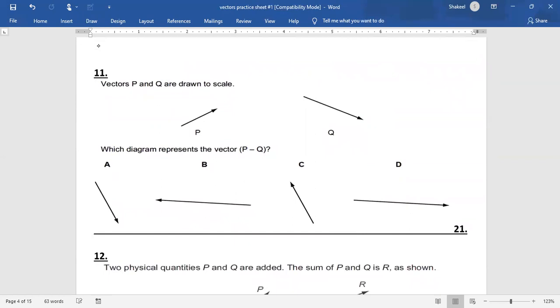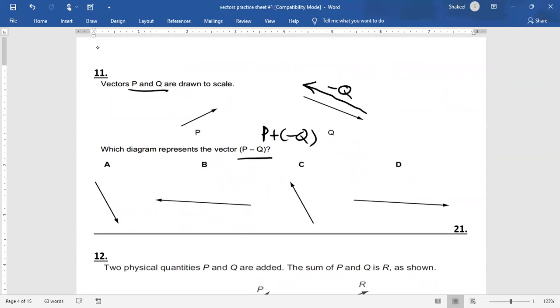Okay, moving on to question number 11 now. P and Q are the two vectors, and which diagram best represents P minus Q. Again, P minus Q means P plus minus Q. And you know, minus Q means the negative vector, which is a vector equal in magnitude to Q, but opposite in direction, right? So now we have to look for P plus minus Q. So let's make a head to tail rule diagram. So P is this way and negative Q is this way. And obviously the resultant is going to be this, which looks similar to C.